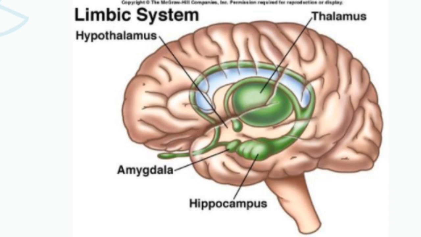So the hippocampus makes an important contribution to the formation of memory. But the limbic system is best known for its role in the regulation of emotion.